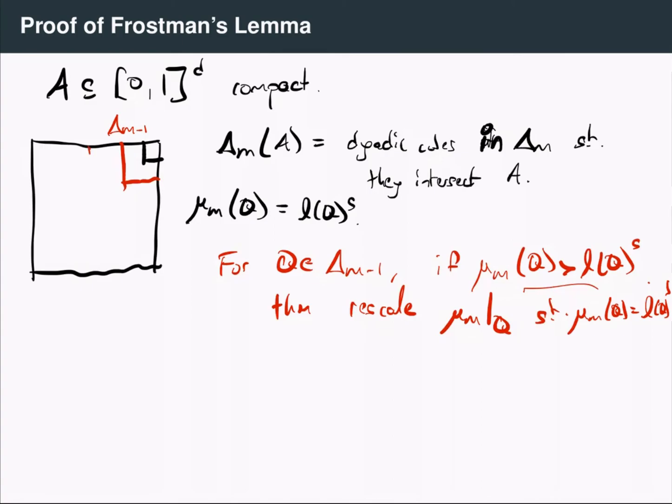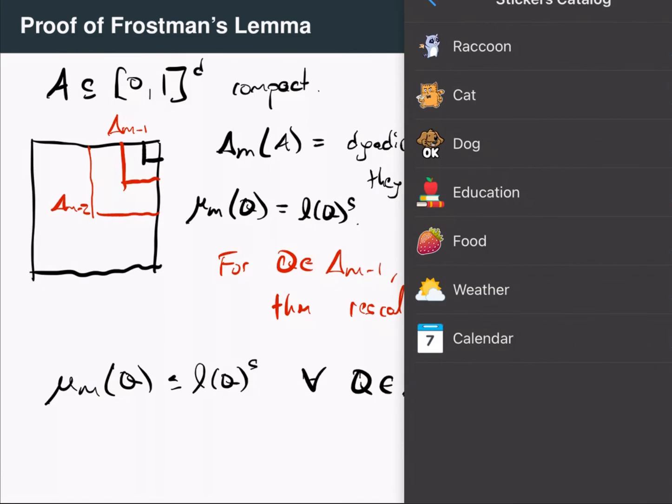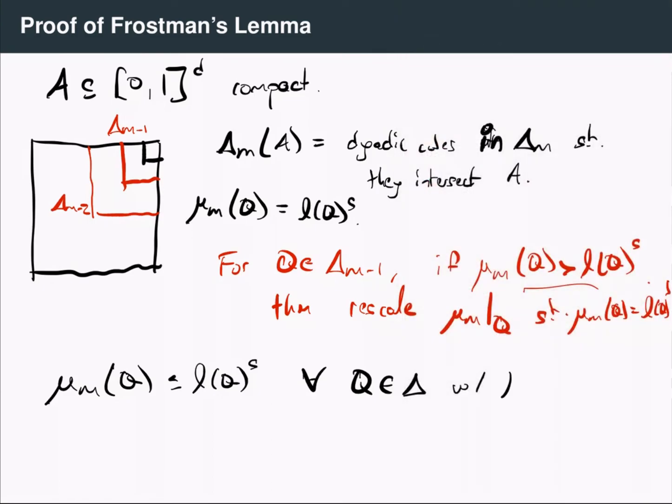And then I do this for the next level up, so I look at cubes in delta m minus 2 and perform the same procedure. And then once I get to the top cube, the unit cube, I now have a measure mu sub m such that it satisfies this inequality, that mu m of q is at most L of q to the s for all dyadic cubes q in delta with side length at least 2 to the minus m. So in other words, this is a Frostman measure up to the mth scale.